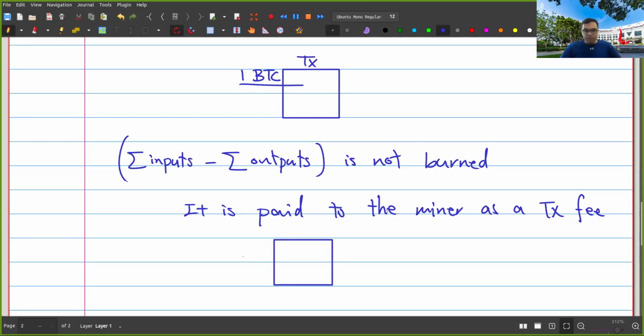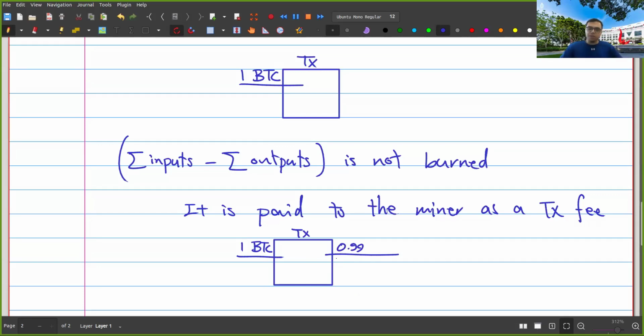Well, another way I can do it is that I put my money into a transaction and then I create an output. And remember, the simplest type of output that I could create, and let's say this is 0.99, because in order for the transaction to go through, I have to pay some transaction fee.